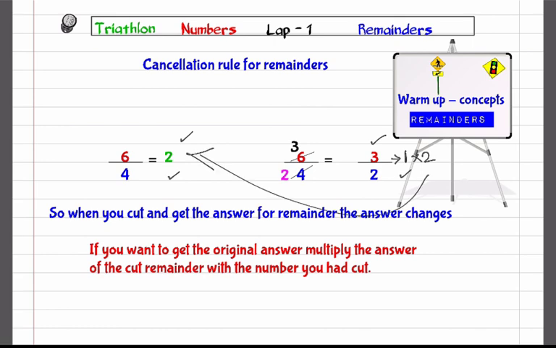So what did we learn from here? You can find out the individual remainders, but if you try and cut, the answer will change. If I need the original answer from the changed answer, I need to multiply the changed answer by what I had cut. Okay, so I got the answer as 1, I multiplied it by 2 to get the answer of 2. Now let's apply what we have learned.